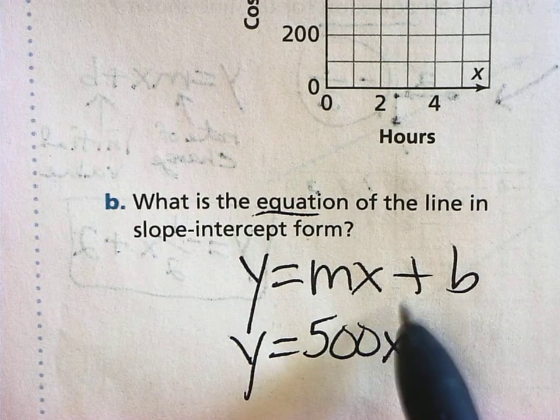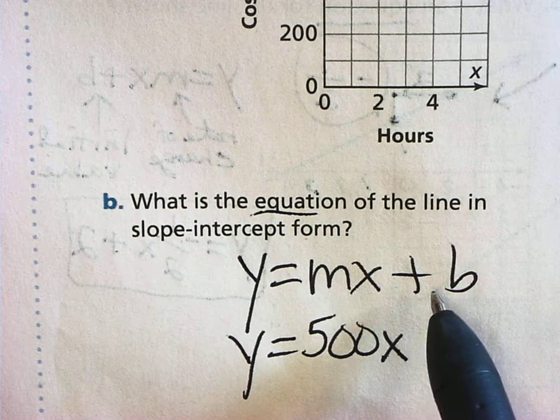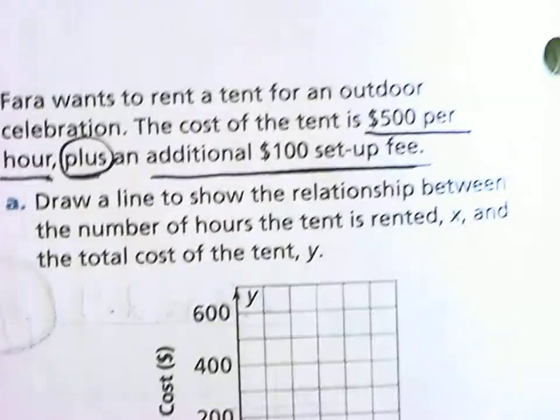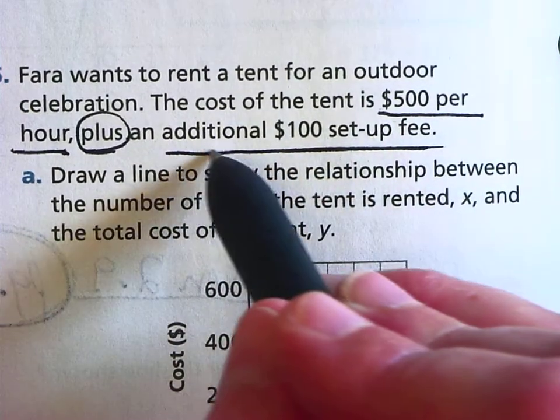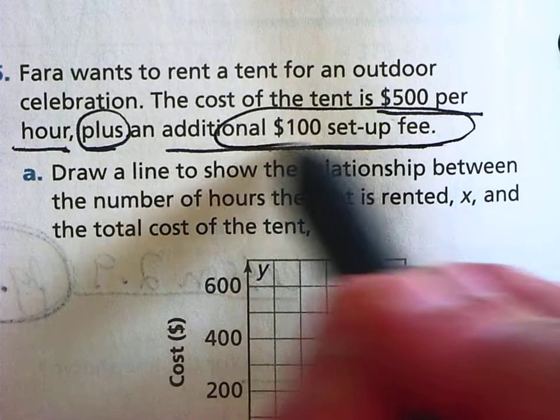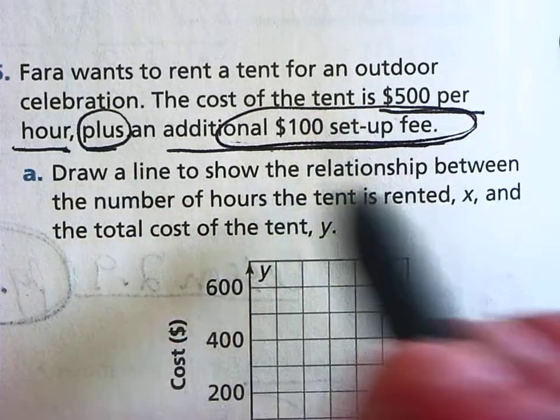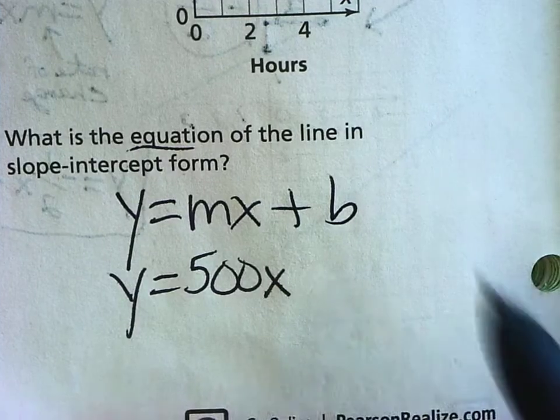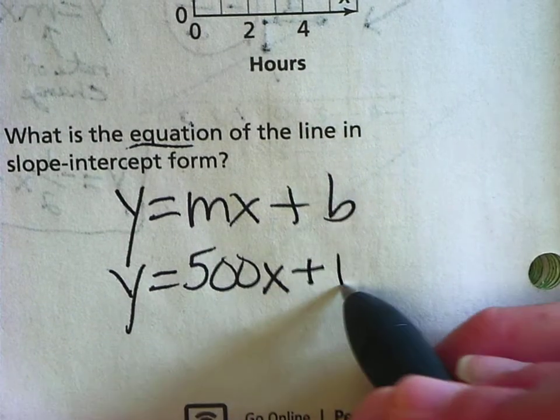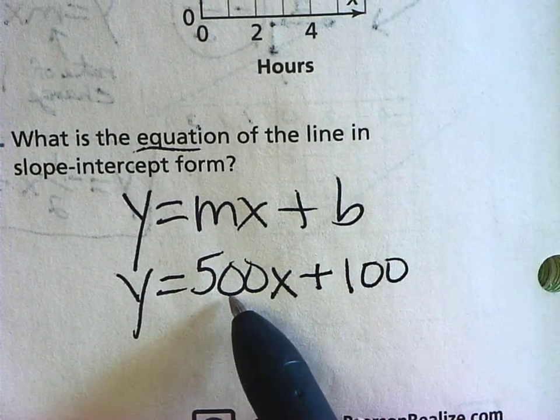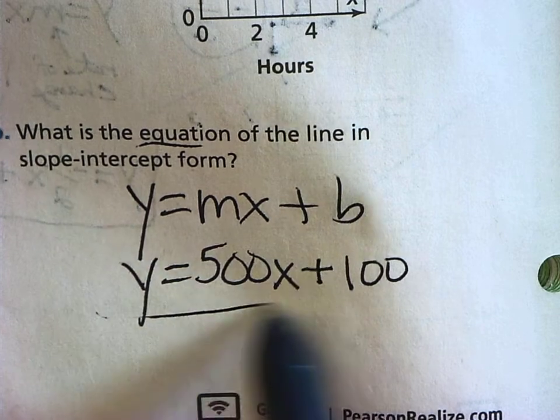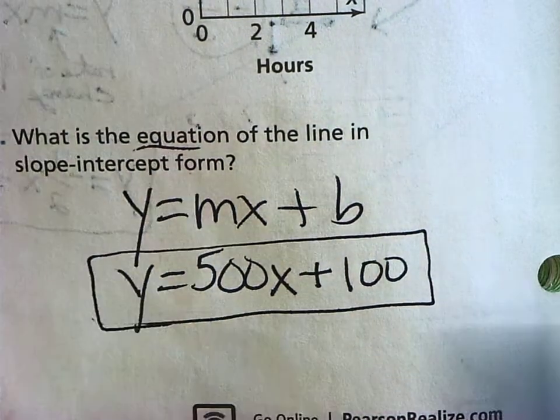And then remember, your b, your y-intercept, is your initial value, meaning where do you begin? Well, look, you have to pay an additional $100 to set up. So you have to pay that up front, plus $100. So that setup fee is your one-time fee. You have to pay that up front. Then you pay $500 an hour. So now this is your equation in slope-intercept form. So we're going to graph it.